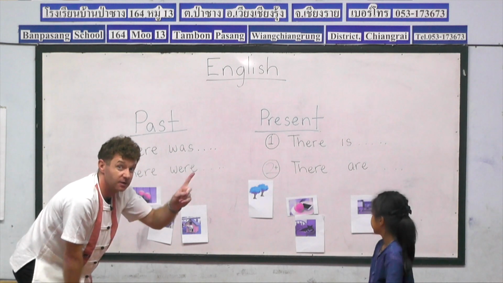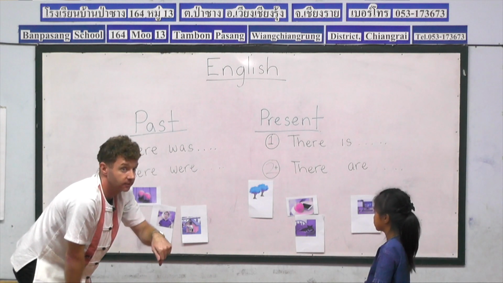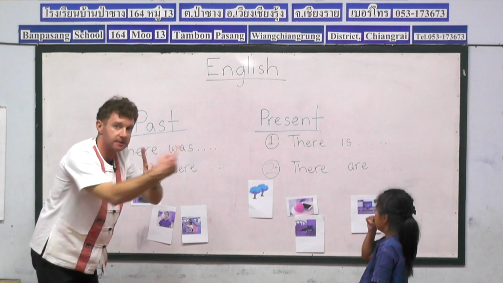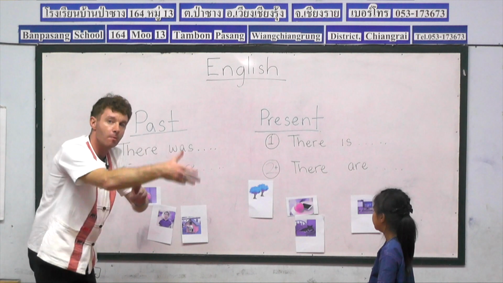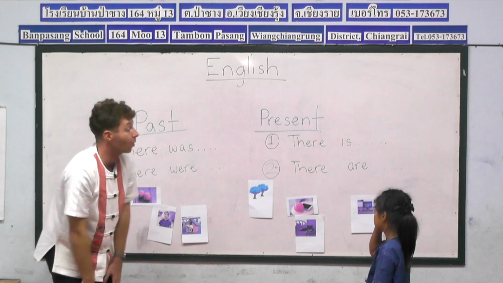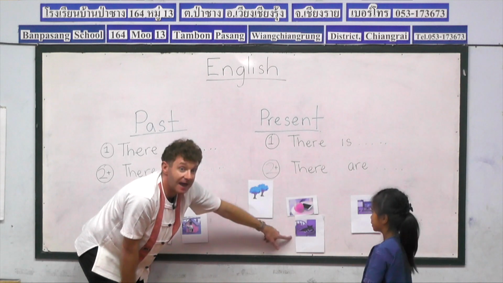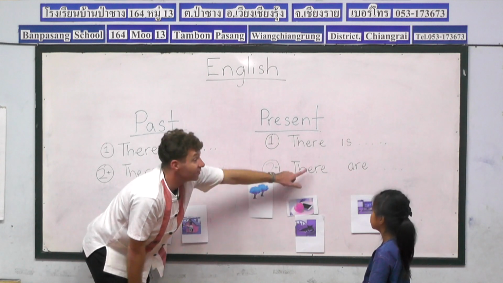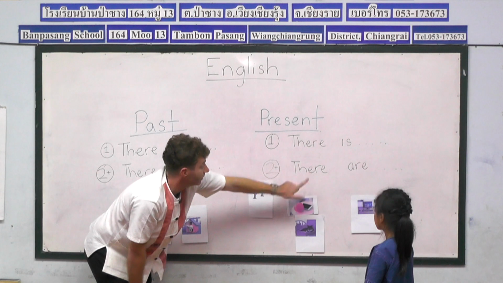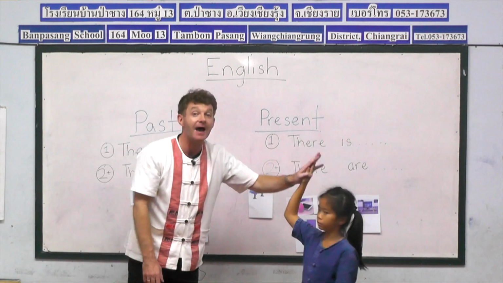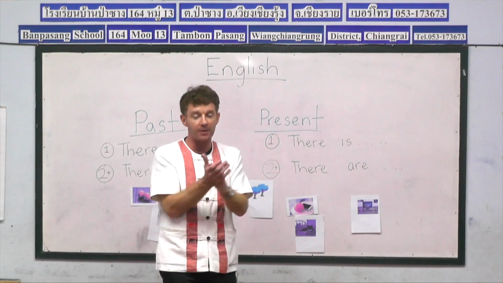Okay, so two cats. Is that singular or plural? Two, plural. Remember, one, singular, two or more, plural. So what will we say? There are two cats. Prel, ready? There are two cats. Excellent. Very well done. High five. Big round of applause for Prel.